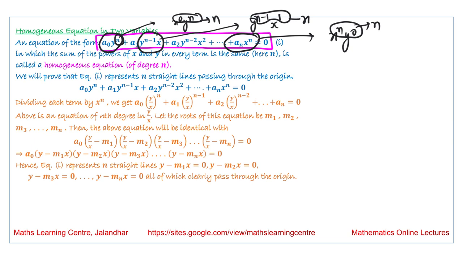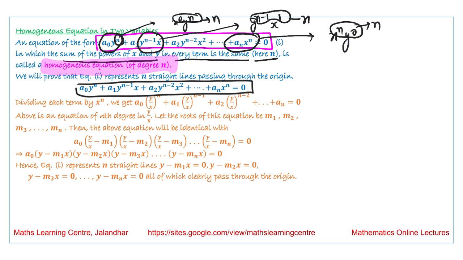So an equation of this form, in which the sum of powers of x and y in every term is the same, that is n, is called a homogeneous equation of degree n. We are going to prove now that this kind of equation is basically the combined equation of n straight lines. So it means we have to separate all these equations.